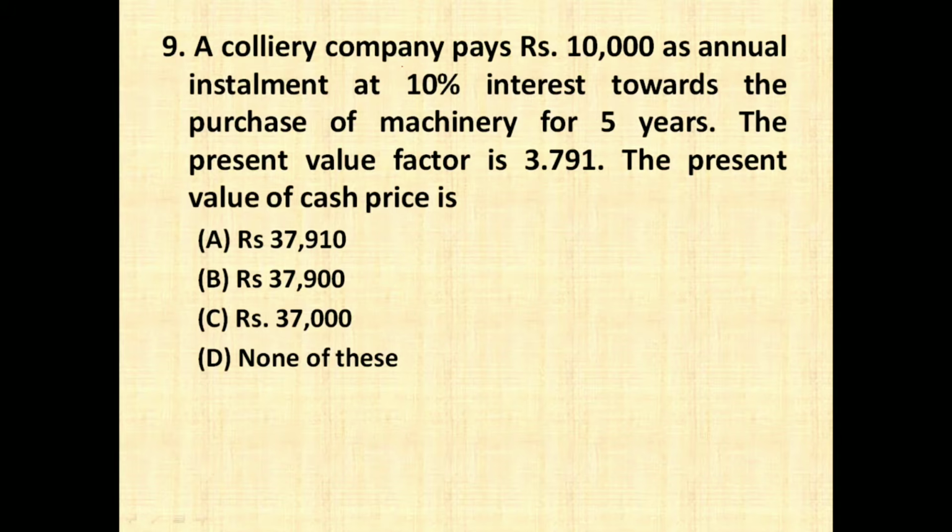A colliery company pays rupees 10,000 as annual installment at 10% interest towards the purchase of machinery for 5 years. The present value factor is 3.791. The present value of cash price will be: so 10,000 rupees it is paying as annual installment, and for 5 years it is paying. The present value you have to find out. Present value factor has been given, that is 3.791. So if you multiply, you get 37,910. That is option number A as the correct answer.